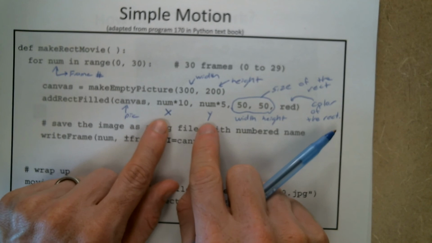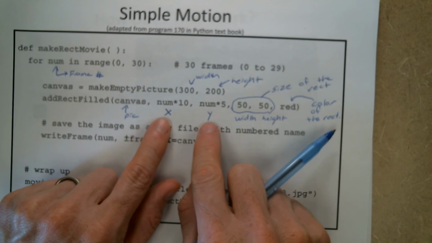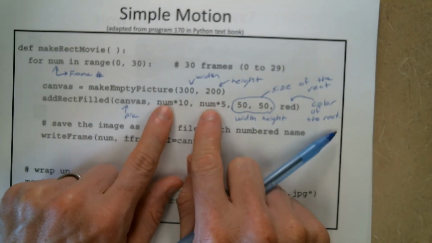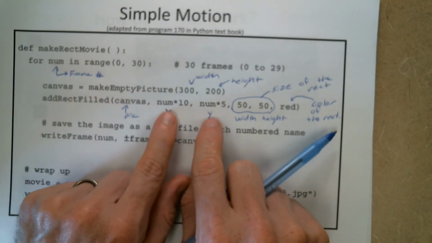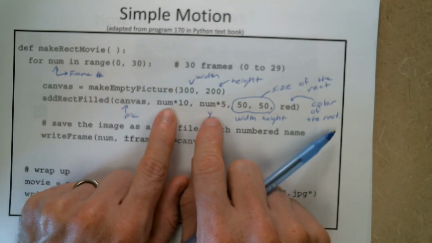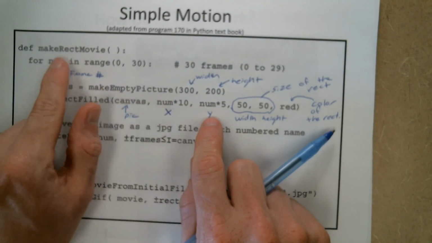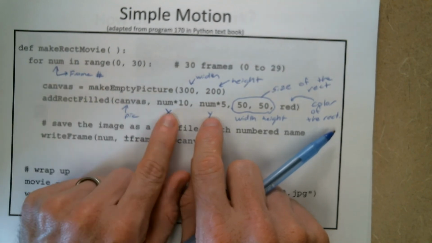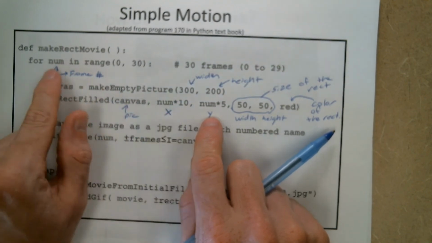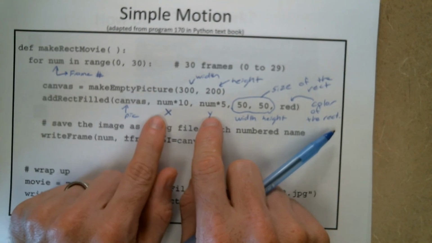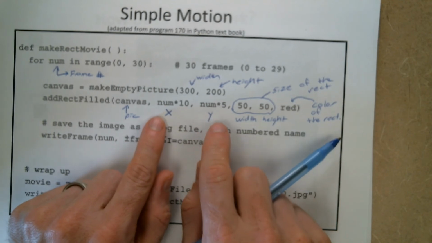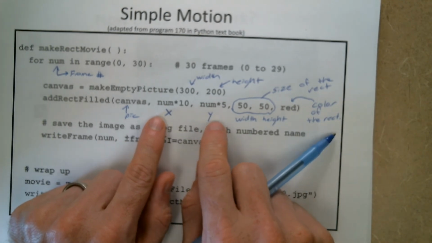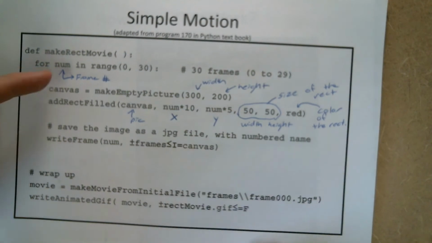And notice that the XY locations are going to be changing because they're using that num variable that's attached to my loop. So the very first time, it's going to be 0 times 10, 0 times 5. The next time, this is going to go up to 1, so it's 1 times 10, 1 times 5. Then 2 times 10, 2 times 5. So it's going to keep drawing that rectangle in slightly different locations on this blank canvas that's being created each time.